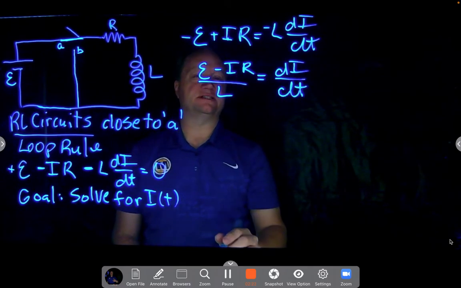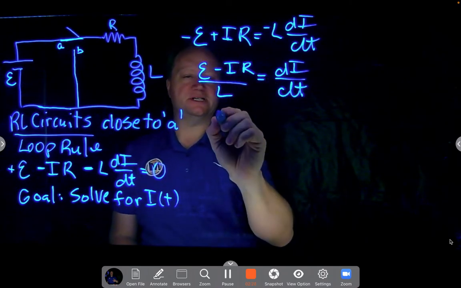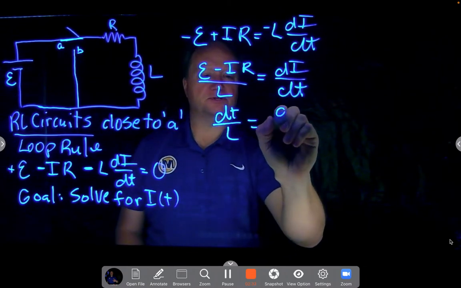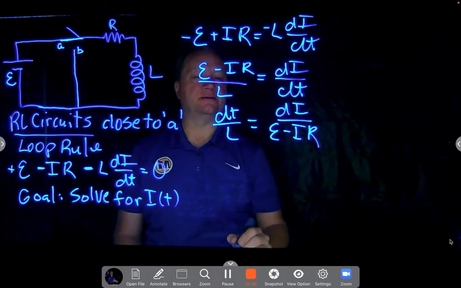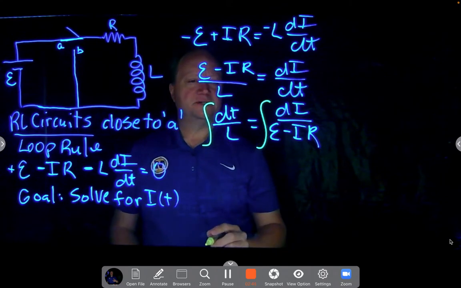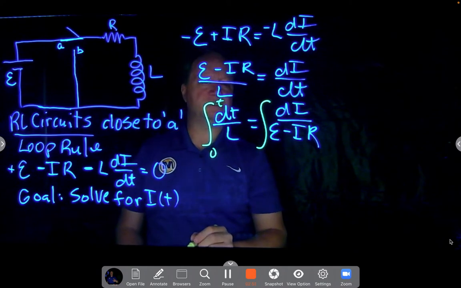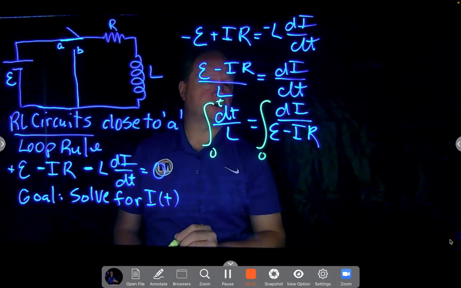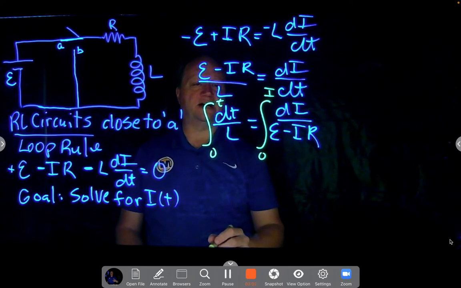We almost have things isolated. I'm going to take the numerator up here and divide it over and throw the dt up top. So this will be dt over L is equal to di over EMF minus I times R. Now we're ready to integrate both sides. On the left side, we're integrating with respect to time, so this would be from 0 to t. On the right side, we're integrating from when the switch is open, where there would be 0 current, up to some period of time t, where we would have a current of I.